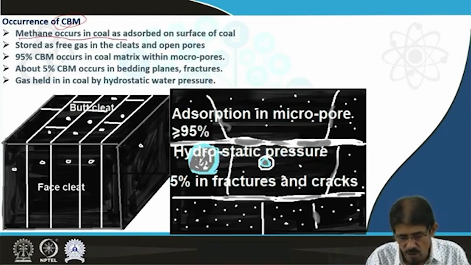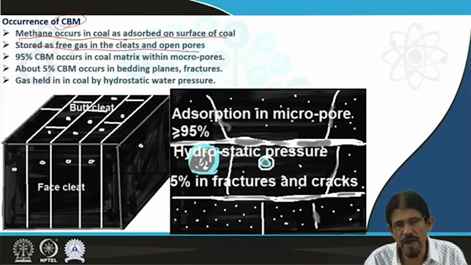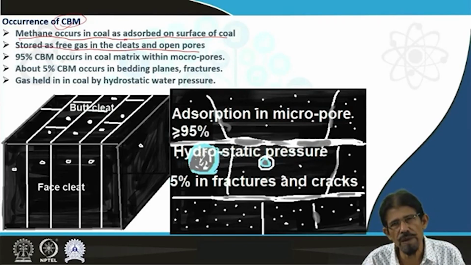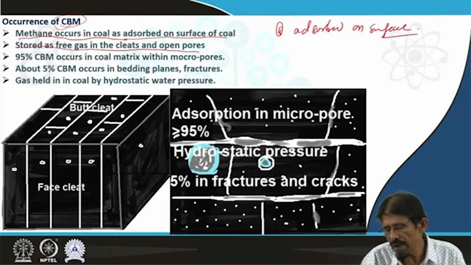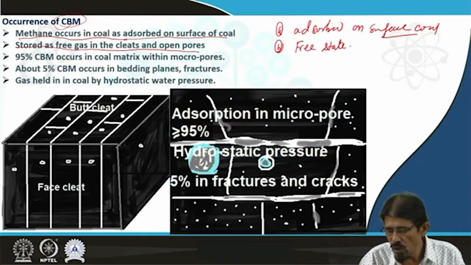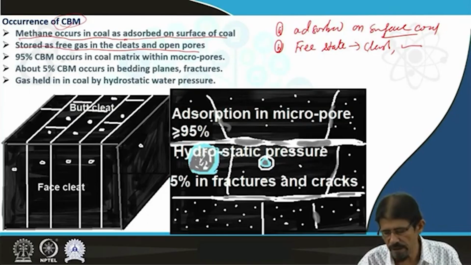Methane occurs in coal as adsorbed on the surface of coal, and stored as free gas in cleat and open pores. So CBM is present in two forms. One is adsorbed on the surface, particularly the matrix of coal, and the second is in a free state located in cleat, bedding and cracks, either in gaseous form or mixed with water.